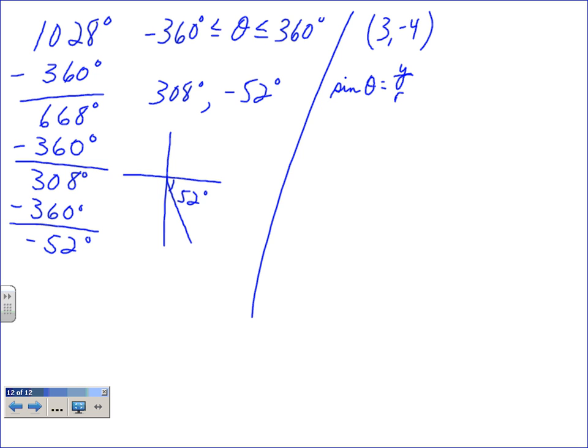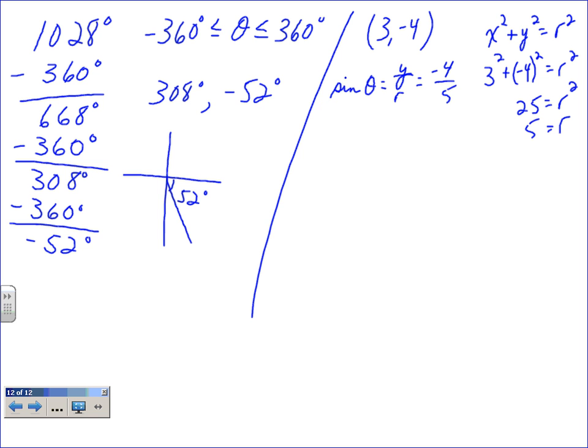I've got the y value, negative 4. What's the radius? What do I have to do? Pythagorean theorem, which I know some people don't like. X squared plus y squared equals r squared. Here's my x value. Here's my y value. 9 plus 16 is 25. And my r is 5. Okay? That's how you do those problems.